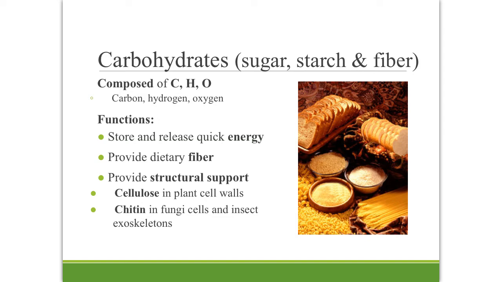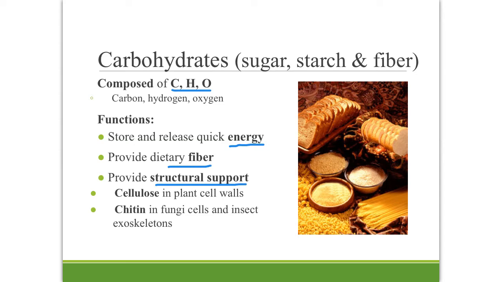Commonly, we call these things sugar, starch, and fiber. Carbohydrates are made of three different kinds of elements, three different types of atoms: carbon, hydrogen, and oxygen. So you can think of the word CHO to remember what's inside carbohydrates. Carbohydrates are a way to store and release quick energy, so they are an important energy source for the cell and for living organisms. They also can provide dietary fiber. If they are not able to be digested, they can do other things in the body that are equally important for health.